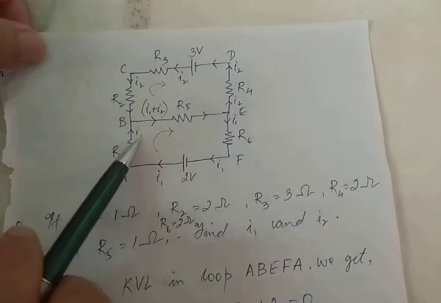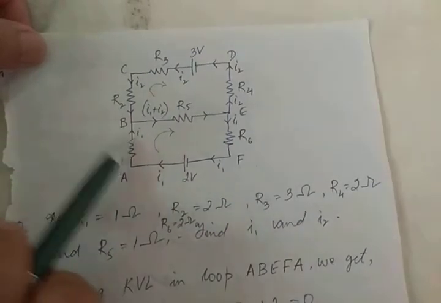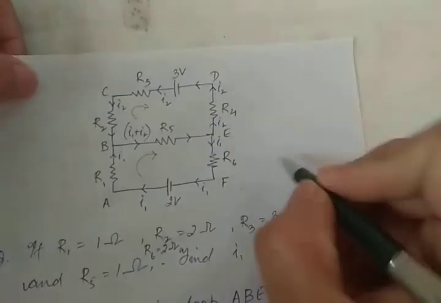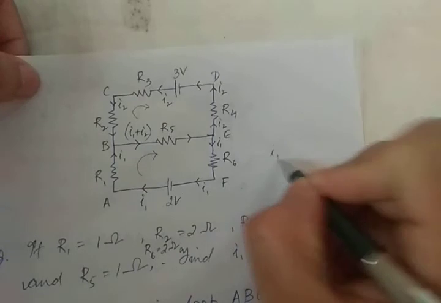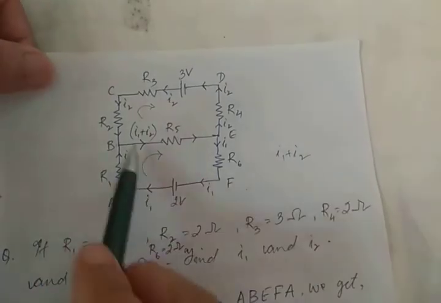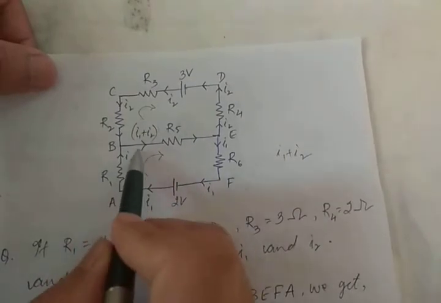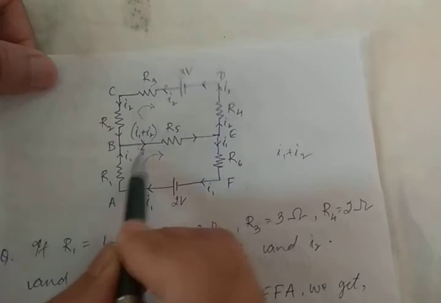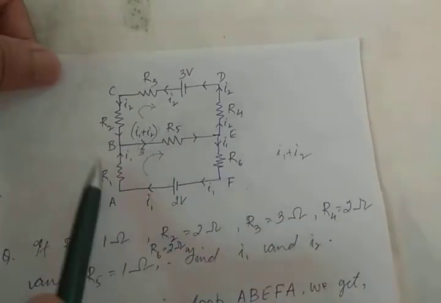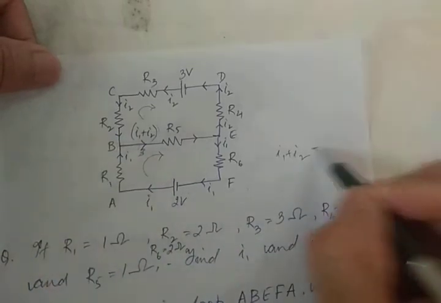We see I1 and I2 flowing towards this junction B. So therefore we take I1, I2 to be positive. So we have I1 plus I2. Say for example, let's not take this to be I1 plus I2. Say for example, this is I3. The current flowing towards R5 is I3. So I3 is moving away from the junction. I1 and I2 are flowing towards the junction, and I3 is moving away from the junction. So therefore, I will take I3 to be negative.